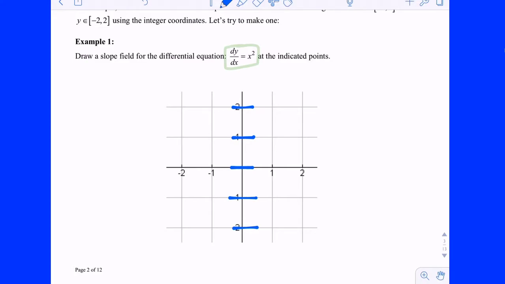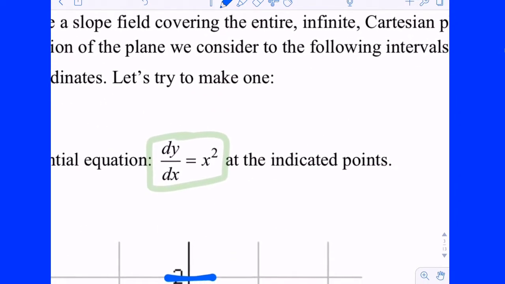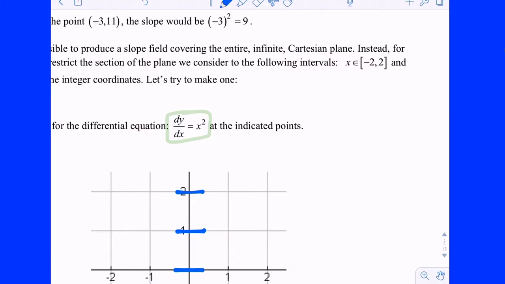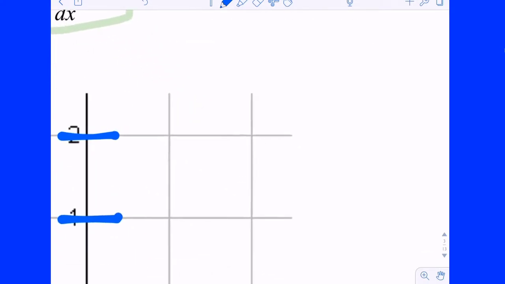All right, notice now we can plug in a 1. When x is 1, because it's just a function of the x value, up and down vertically at the vertical line x equals 1, what's the slope? Well, what's 1 squared? 1. What does the slope of 1 look like? That's a big one, right? I mean, that's an important one because that's 45 degrees.